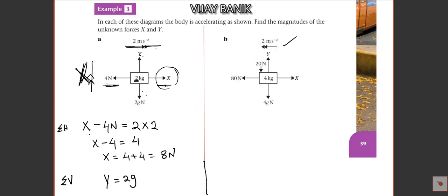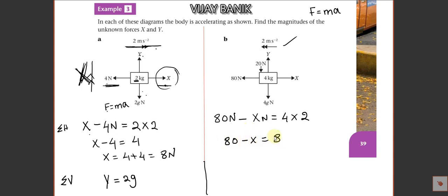Let me just write this a bit up. So 80 Newton is positive minus x Newton equals m into a. Resultant force, you guys know, F equals m into a. F is the resultant force. What is the resultant force here? 80 Newton minus x Newton is my resultant force. Mass is 4, and 4 into 2 is 8. So 80 minus x equals 8.